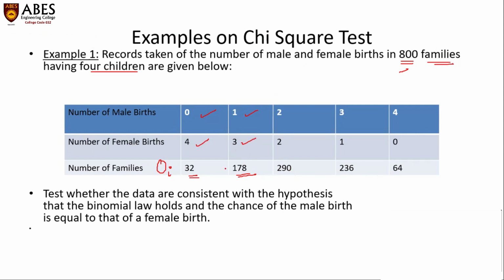Using this data, we have to verify whether the data are consistent with the hypothesis that the binomial law holds. The theory says that the data distribution should be according to binomial law, and this is the observed frequency. We have to see whether observed frequency and theoretical distribution of data match each other or not, when it is given that the chance of male birth is equal to the chance of female birth.